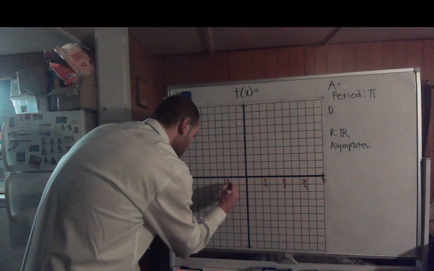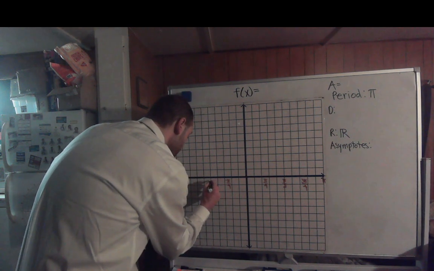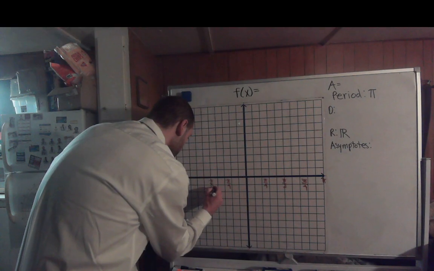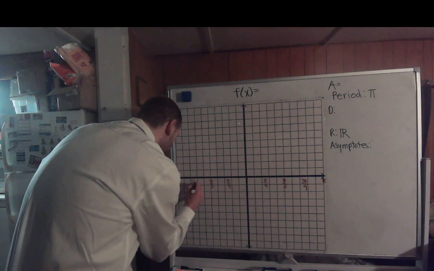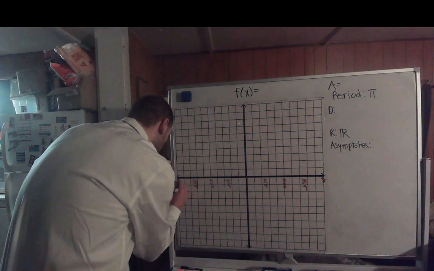Alright, so let's plot our critical points again. Pi, 3 pi over 4, pi over 2, pi over 4, negative pi over 4, negative pi over 2, negative 3 pi over 4, and then negative pi. Alright.